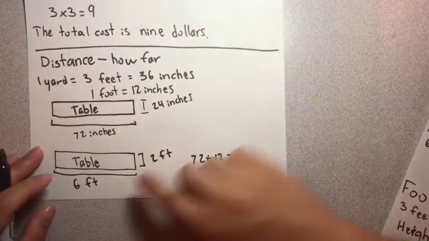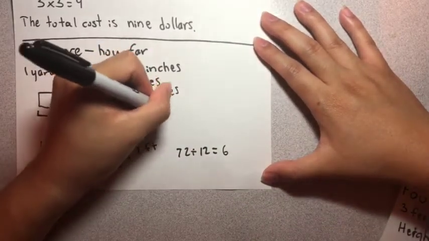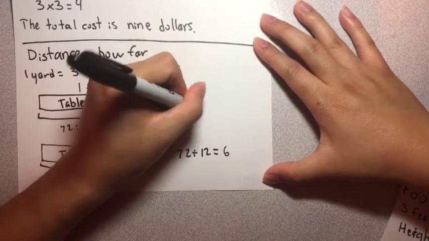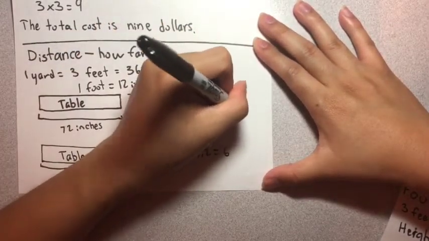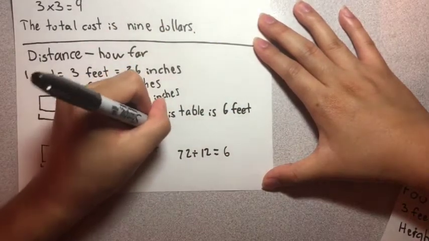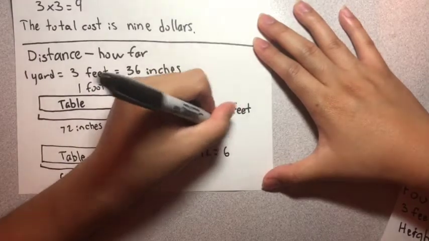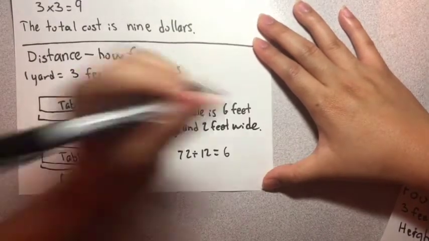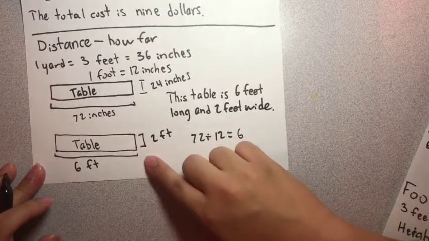So this table, we can say this table is 6 feet long and 2 feet wide. This table is 6 feet long and 2 feet wide.